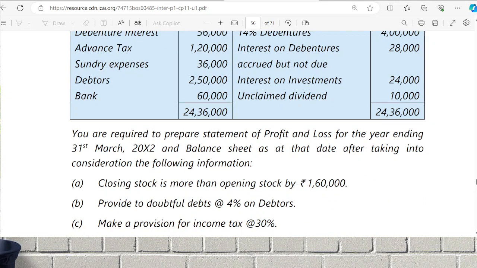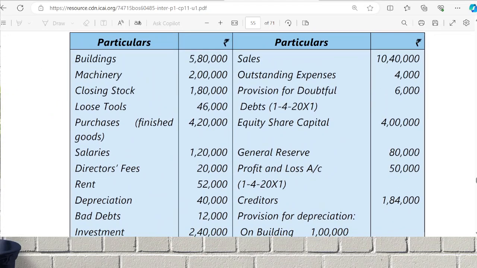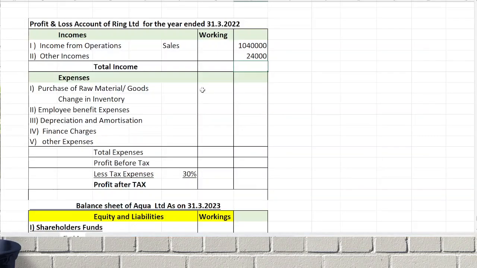Closing stock is... opening stock by 1,60,000 is given, right? Wait. What is the closing stock given? How much closing stock? 1,80,000 is given. Then how much would you have purchased if closing stock is given inside? How much purchases is given here? 4,20,000 is given, after adjusting the closing stock.